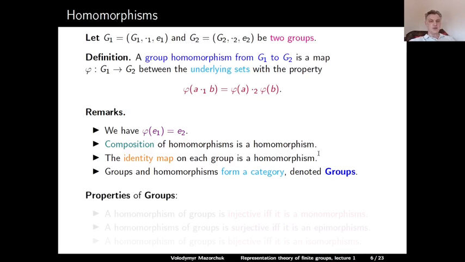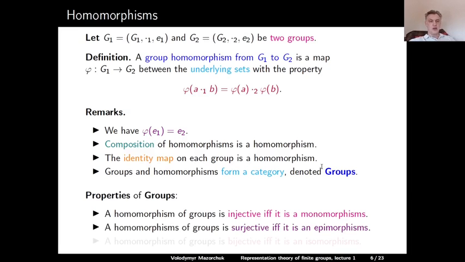So here are some properties of this category. A homomorphism of groups is injective if and only if it is a monomorphism in that category. A homomorphism of groups is surjective if and only if it's an epimorphism in that category, and a homomorphism of groups is bijective if and only if it is an isomorphism in that category. It's a nice exercise to check all these things, and the surjectivity part is not really trivial.